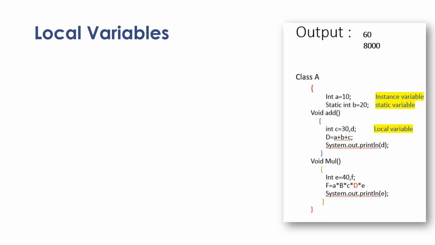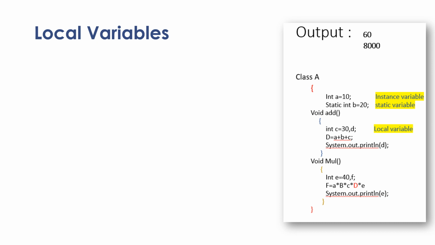Next line, we have static int b is equal to 20. This value 20 is stored in b, but this int b is static. So the first line, int a is equal to 10, is an instance variable, and static int b is equal to 20 is a static variable. Void add is a method. A method is one category of instruction, one part, one block, in which we execute some programs and add some instructions.